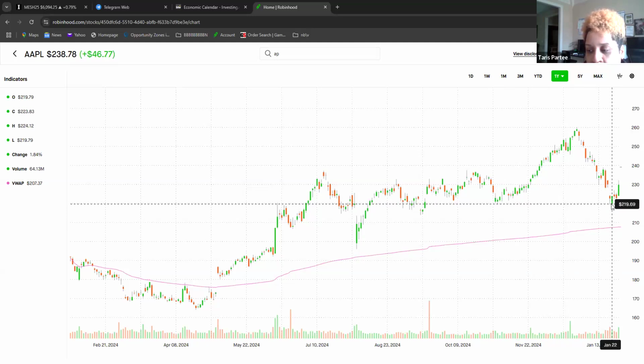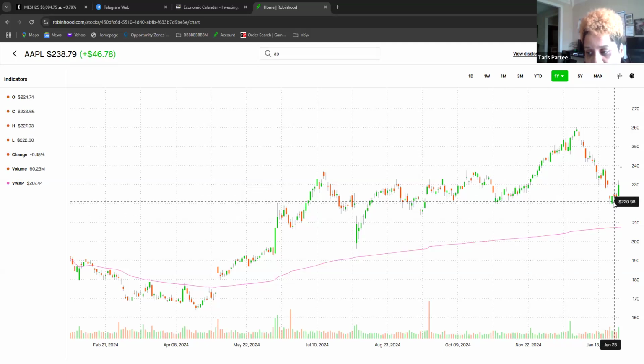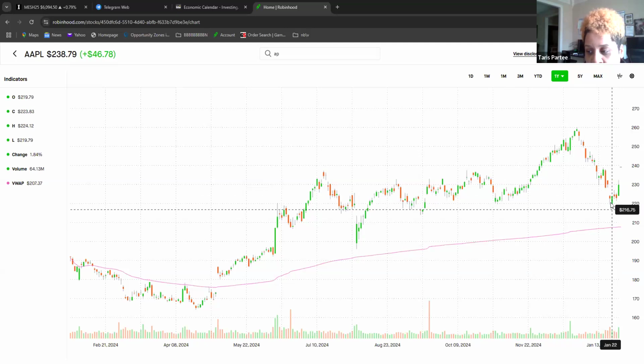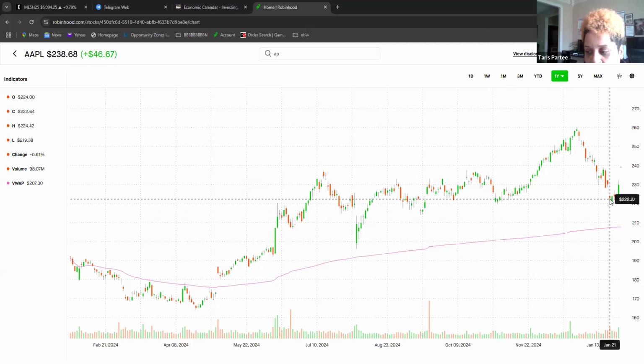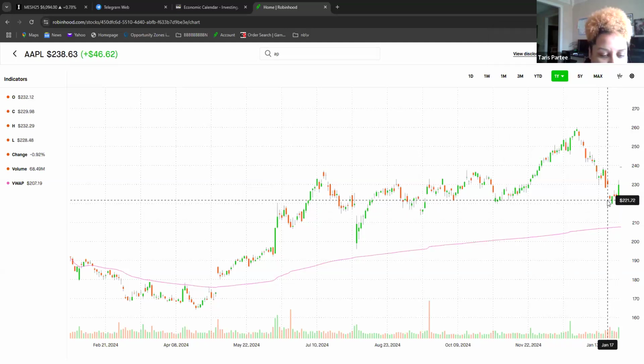I can get a $220 call. I can get a 219 call. It doesn't matter. I got a nice little green candle there. That's my signal that tells me I can get into this trade. I even have a hammer here that tells me I can get into this trade to the upside.